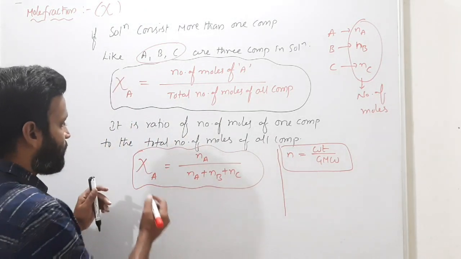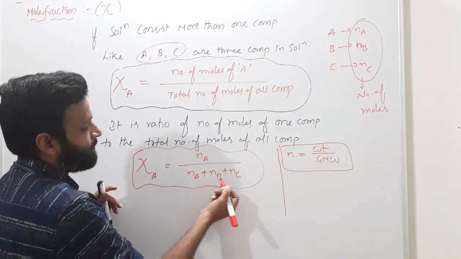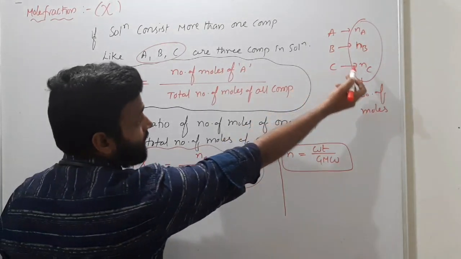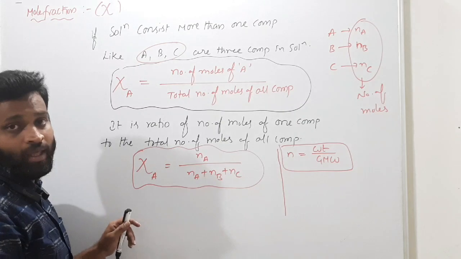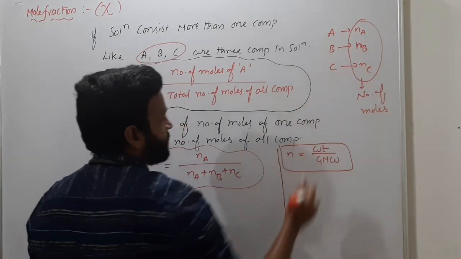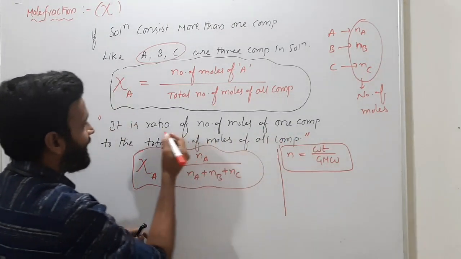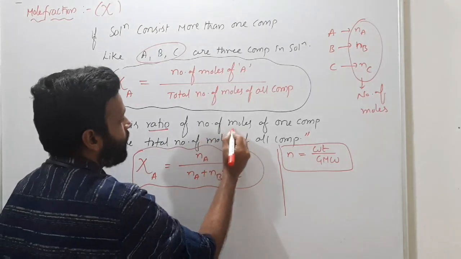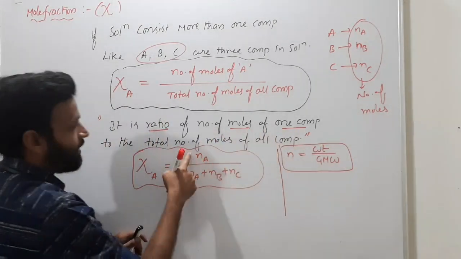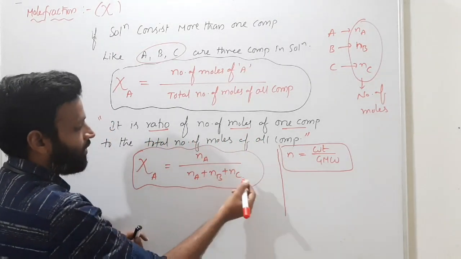Got it clearly? So mole fraction of A is equal to Na by Na plus Nb plus Nc. What is Na? What is Nb? What is Nc? Na means number of moles of A, Nb number of moles of B, Nc number of moles of C. See the definition now, it's correct or not? It is the ratio of the number of moles of one component to the total number of moles of all components.